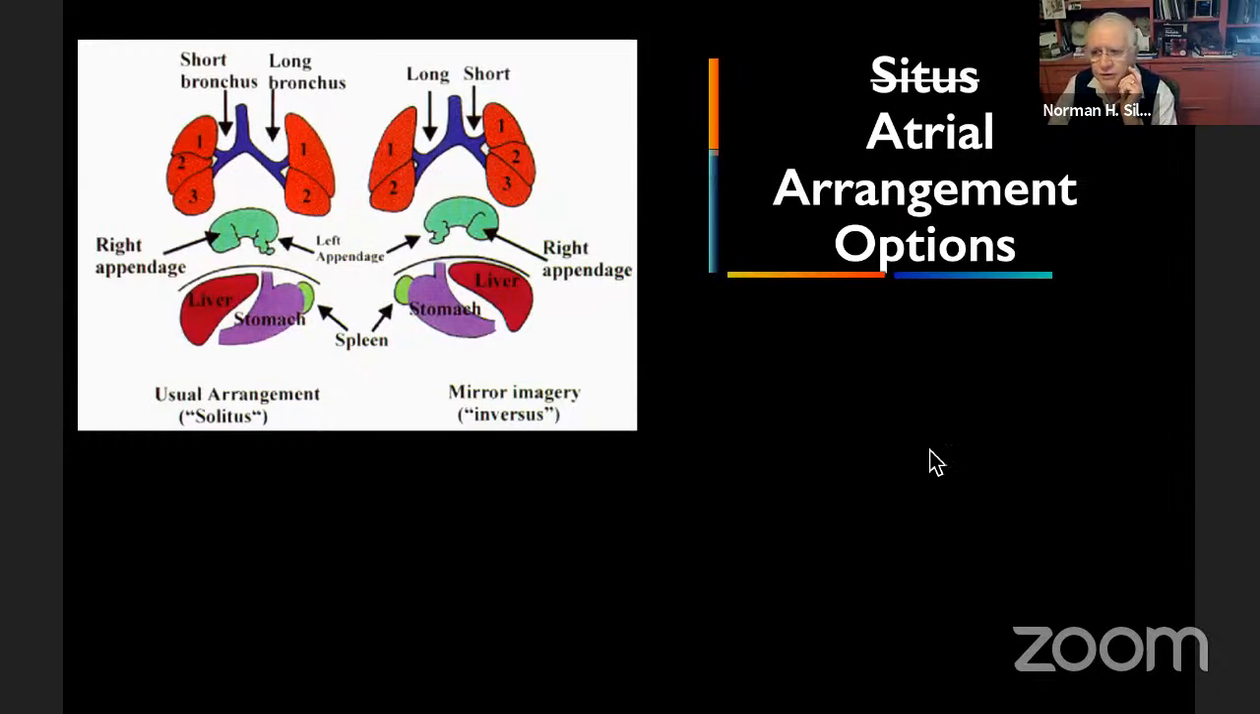So when we look at the whole syndrome, which I've called atrial arrangement options, we have the normal situation with the upper lobe bronchus here, short, early takeoff, trilobed right lung, bilobed left lung. Atrial appendages are depicted as a small finger-like and a large triangular appendage here, and the liver and stomach with the spleen. And of course, mirror image dextrocardia, or situs inversus, is merely a mirror image of all of these things. That's not too difficult to understand.